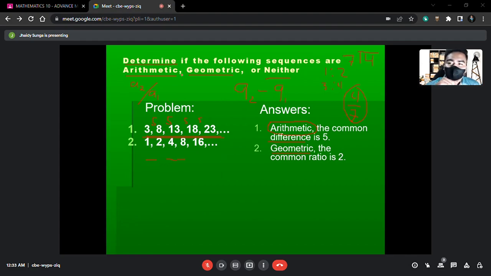In division as well, a while ago I already said it is also related to ratio. So if that's the case, it would be geometric, alright? The common ratio is one half. If we divide a whole number by two, it is also half.